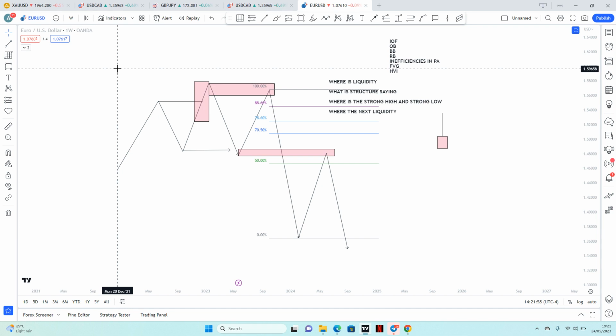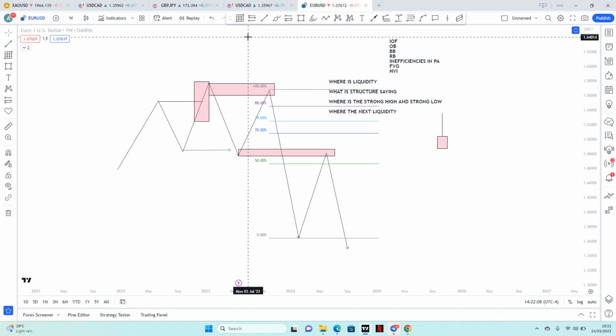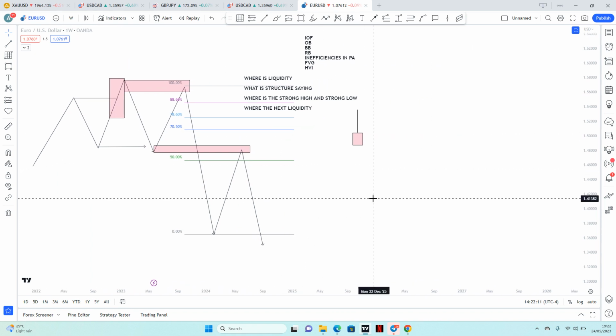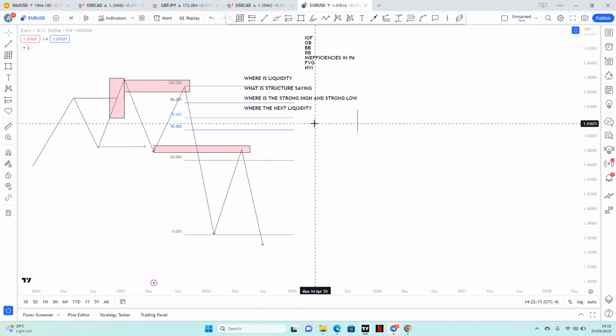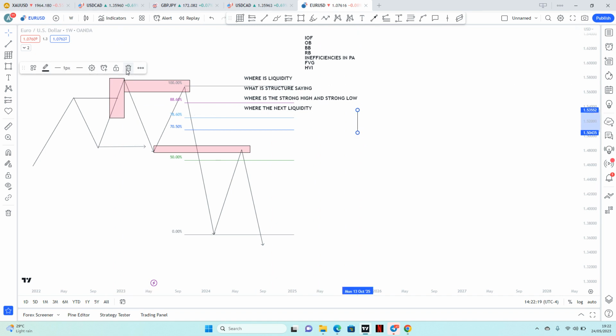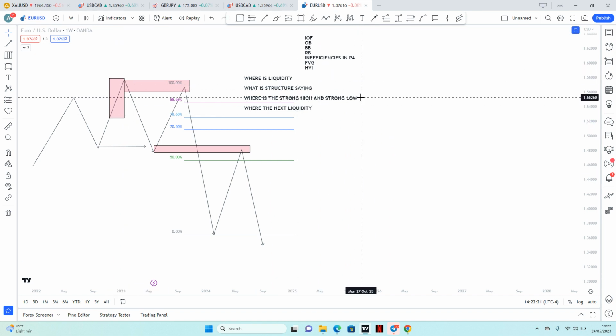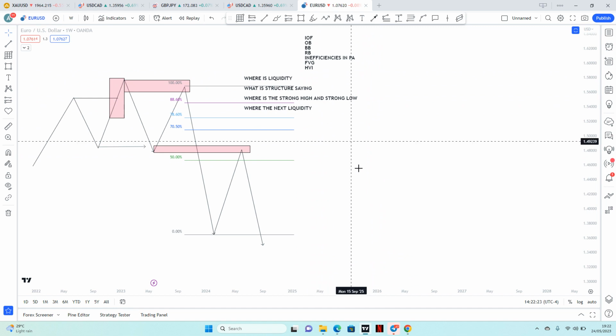That is just it. Then if you talk about inefficiencies, sorry, I'm going to show examples after a while. Inefficiency in price action is what we call imbalance. Of course, you all know about imbalance. I'm not going to talk about it. So, what differentiates high volume imbalance from fair value gaps?